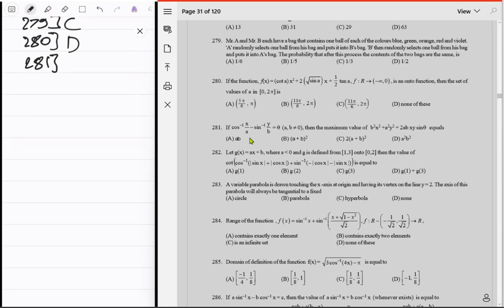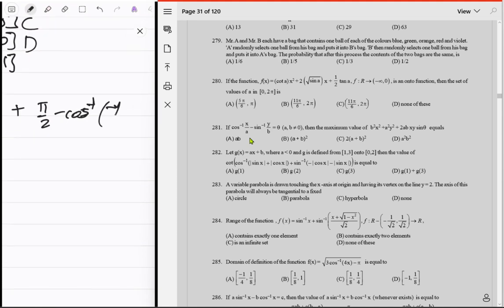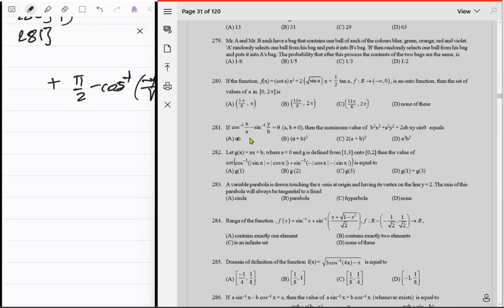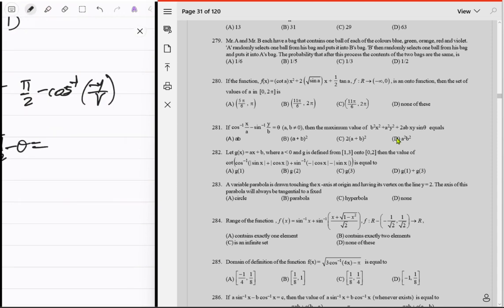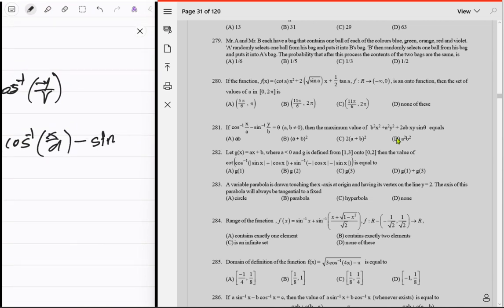So first of all, negative sine inverse of y upon b we can write as plus sine inverse of negative y upon b, which is like plus pi upon 2 minus cosine inverse of negative y upon b, right? So मतलब क्या हुआ इसका कि cosine inverse of x upon a minus cosine inverse of negative y upon b equal to pi upon 2 minus theta. That's why यहाँ पे cosine derivative भी sin theta है. That explains a lot. So pi upon 2 minus theta is equal to cosine inverse of x upon a minus sine inverse of negative y upon b.